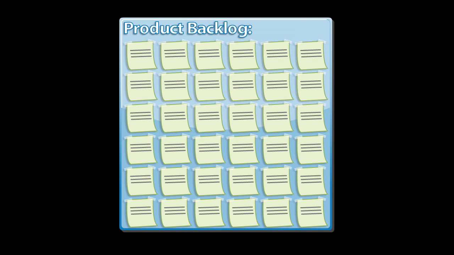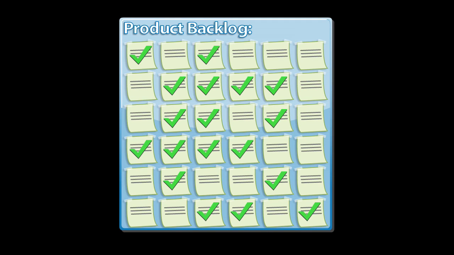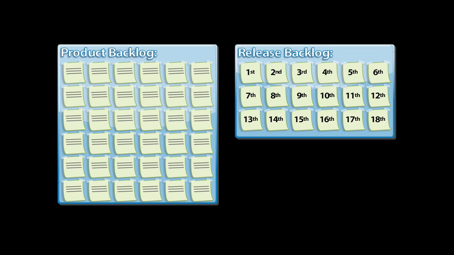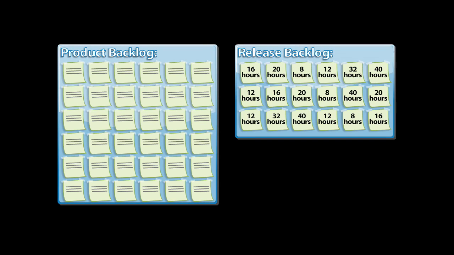But let's get back to this, release planning. To plan a release, the team starts with this, the product backlog, and they identify the features they want to put into this release. These features then become part of the release backlog. The team then prioritizes the features and estimates the amount of work involved for each feature, providing a rough idea of the total amount of work involved to complete the entire release.